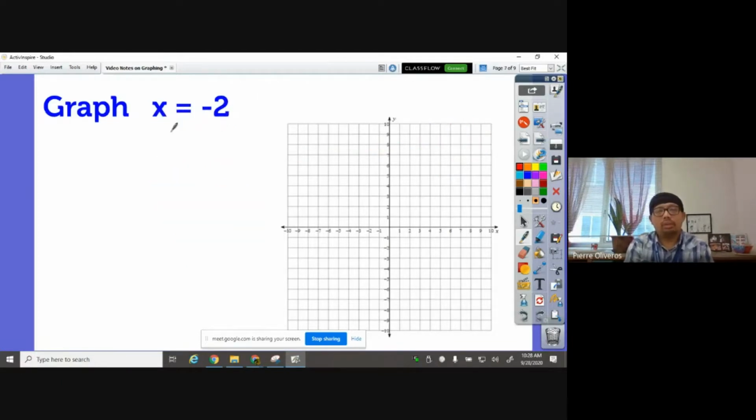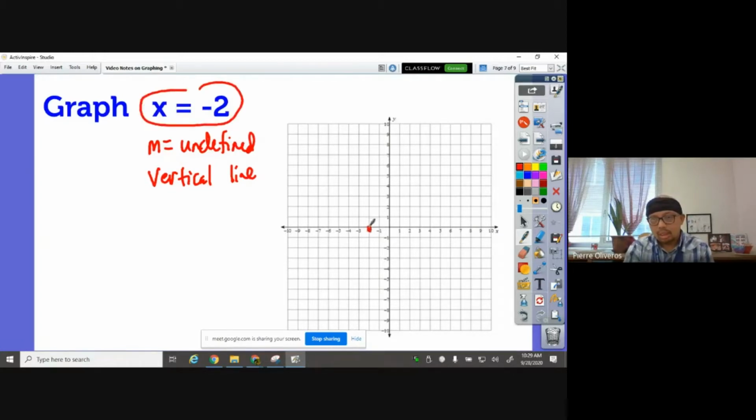If we have x equals negative 2, there's no y here. There's no way we can solve for the y. So that means the slope there is undefined. If you remember the slope, if the slope is undefined, you are falling down. So that's why it's going to be a vertical line. And it should cross negative 2 here, so negative 2 of the x this time. It has to be a vertical line. So I'm just going to draw a vertical line that crosses the red point. And that is my graph: x equals negative 2. Kaboom. Okay, there you go.